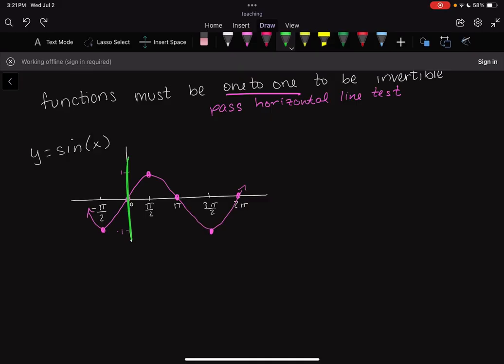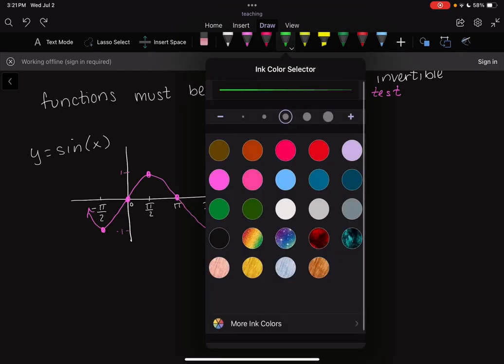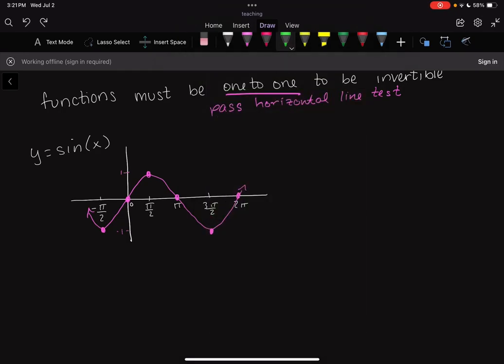Something I want to point out, I'm trying to get rid of that green line. Okay, there we go. If you look at how this is graphed, 0 to pi over 2 is quadrant 1. Then pi over 2 to pi is quadrant 2. Then we're in quadrant 3. Then we're in quadrant 4. So as you look at the graph, you're in each quadrant. This one is quadrant 4.